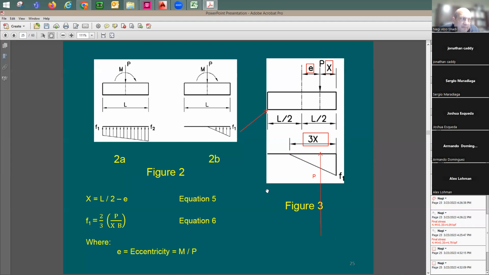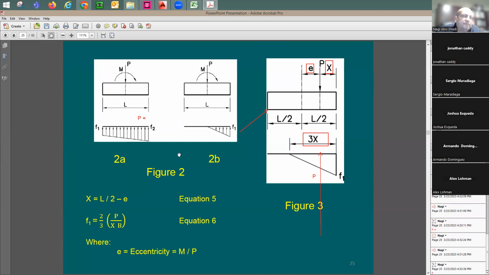How do you do that? Now let me write the equation. Try to set the given vertical force P from the top equals F sub 1, the stress value, times 3X, divided by 2, which means the area of this triangle. And then at the end, multiply by the width of the footing in the other direction, which is B.